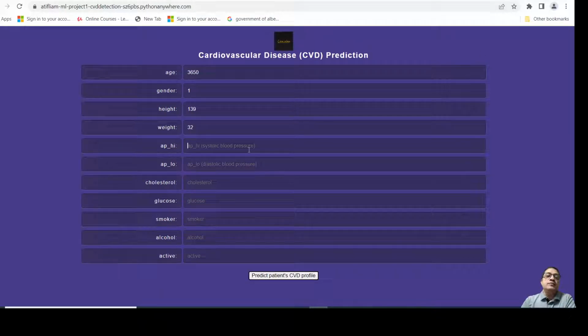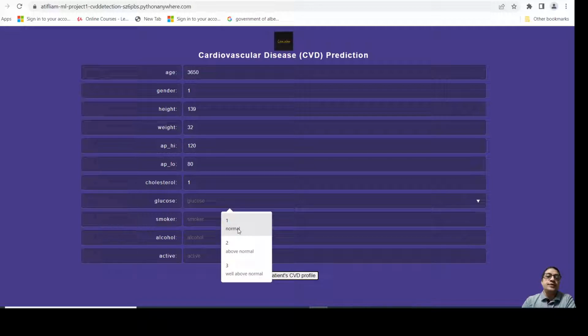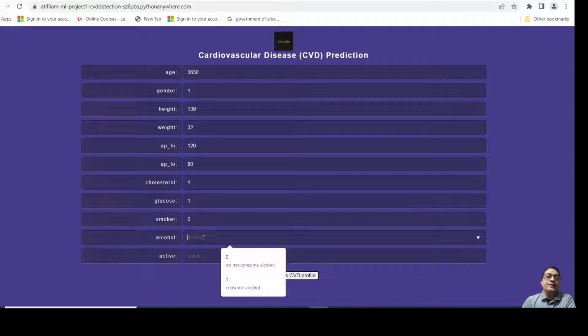Now the high blood pressure, I'm just going to go with 120. Low blood pressure, I'm just going to leave it to more of the average, which is around, I think, around 80. Cholesterol, I'm just going to say it's normal. Glucose is a drop down. I'm just going to say normal. Now, smoking habits, I'm going to say non-smoker and do not consume any alcohol. Now, in terms of activity, I would hope that a 10-year-old is quite active, so I'm just going to select active.